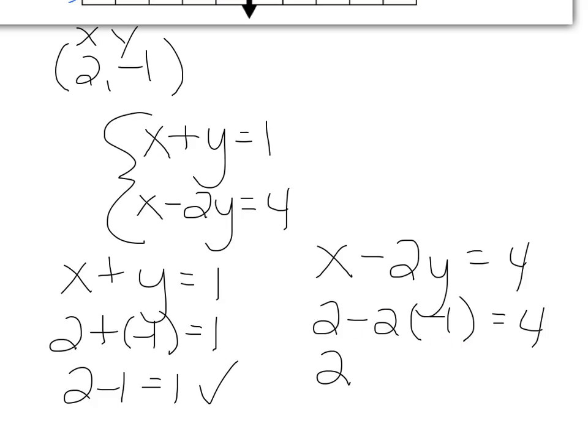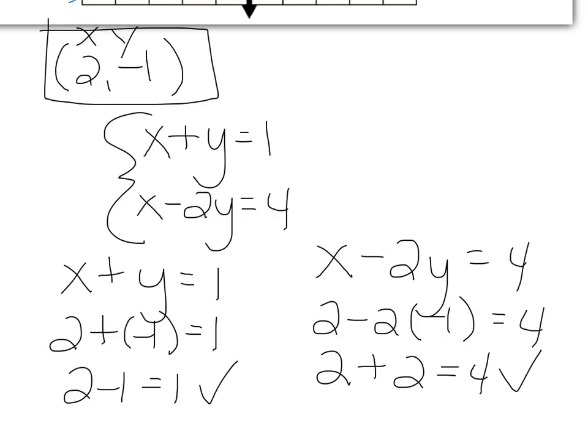Negative 2 times negative 1 is positive 2, so 2 plus 2 equals 4. That is also true, so that means that is our solution. 2, negative 1 is a good solution.